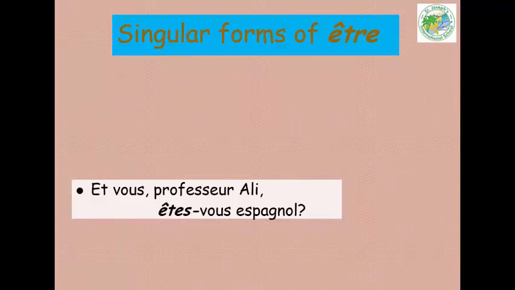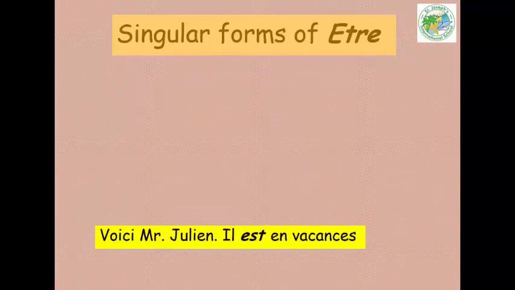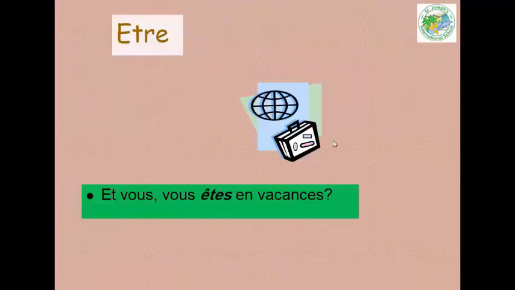You will see in the next examples that we have two forms of singular. If you want to say you in French, it can be tu or vous, and also we use vous for the singular if we're talking to someone older than us, or a person that we have to show some respect. If you're talking about a person who is not here, an absent person, you're not talking to him face to face, so just say il. Il est. Voici Mr. Julien, il est en vacances. Et vous êtes en vacances. And you, are you on vacation?